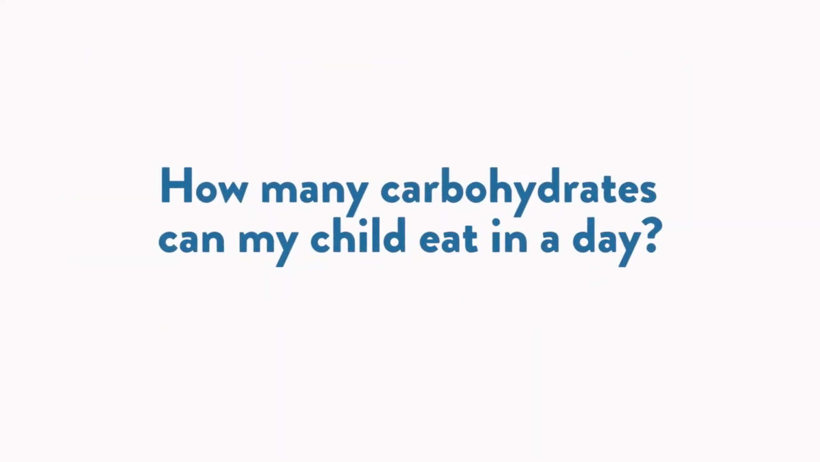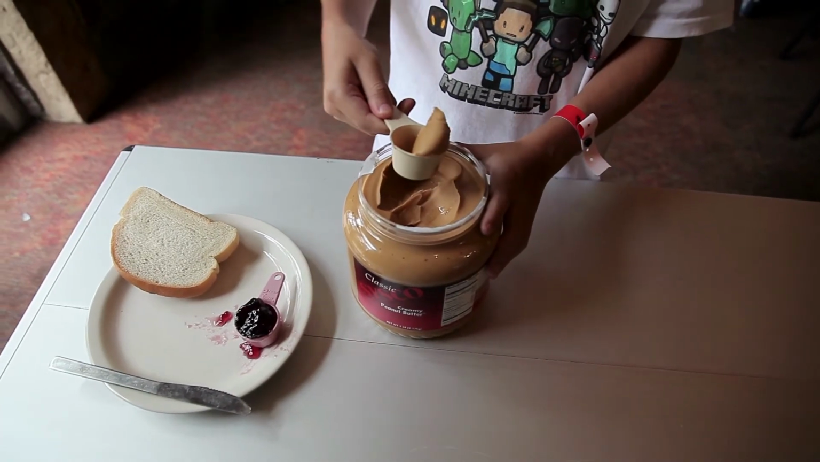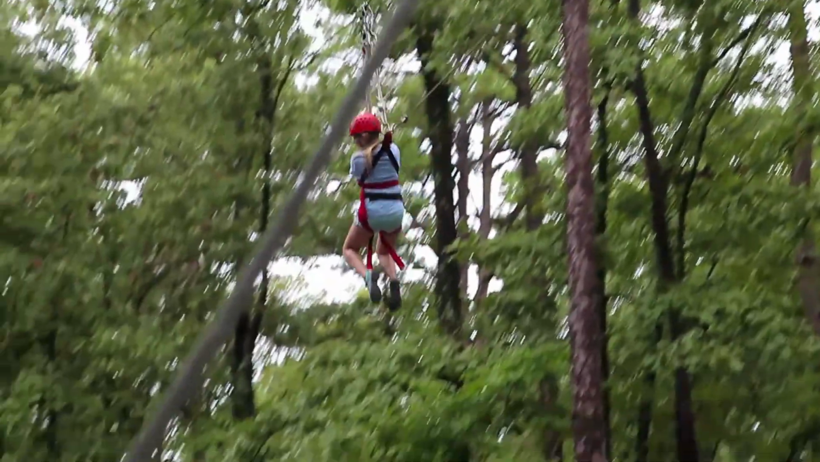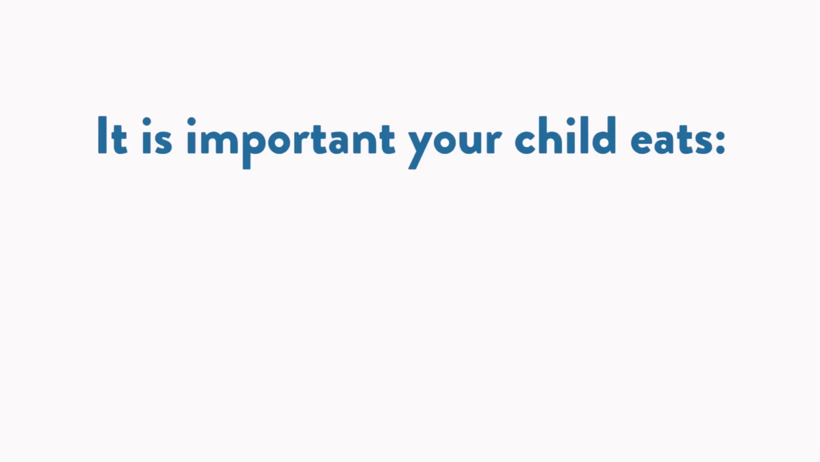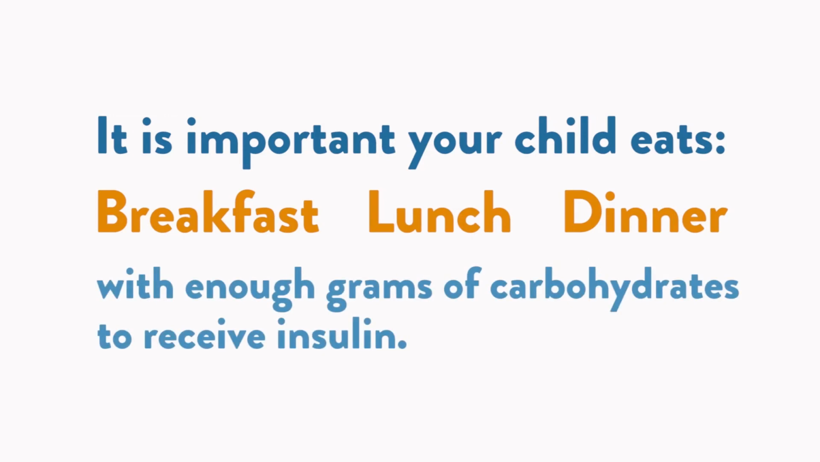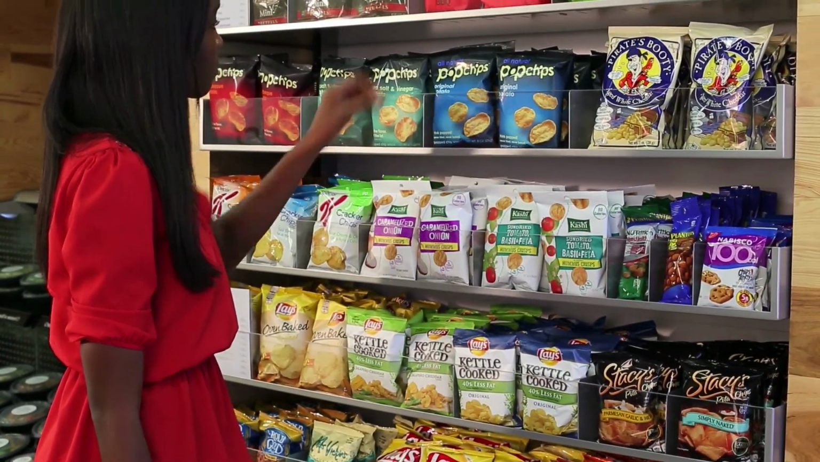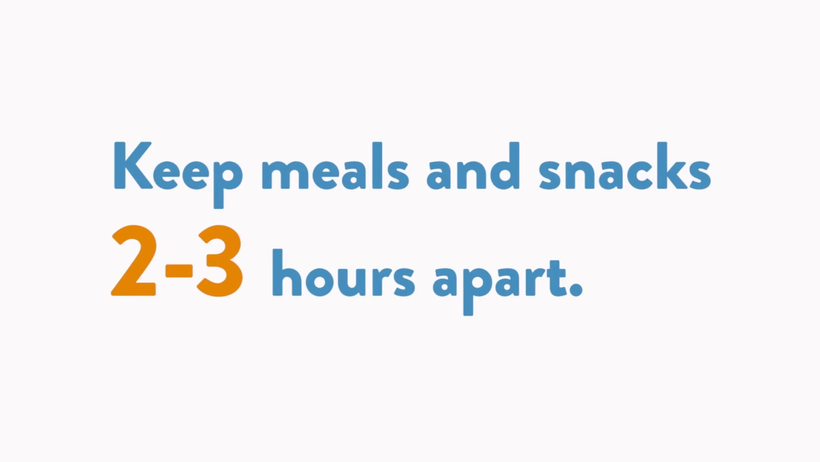How many carbohydrates can my child eat in a day? With type 1 diabetes, we recommend a healthy amount of carbohydrates that can be eaten at a meal or snack, since carbohydrates are important for growth and energy. However, it is important to have set meals and snacks, rather than grazing throughout the day. It is important that your child eat breakfast, lunch, and dinner with enough grams of carbohydrates to receive insulin. Snacks are not mandatory. However, if your child feels hungry or is experiencing low blood sugars between meals, snacks may be helpful. Remember, try to keep meals and snacks 2 to 3 hours apart. This will help keep blood sugar levels stable throughout the day.